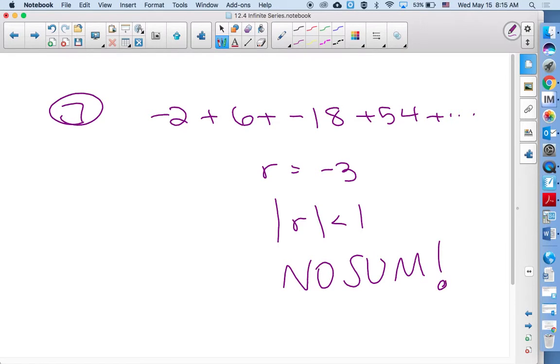Those are the ones you're going to like. There is no sum. If there was a problem that was arithmetic, there would be no sum as well. So arithmetic has no sum. If the R is bigger than 1, there is no sum. Absolute value of it to make it a positive number.